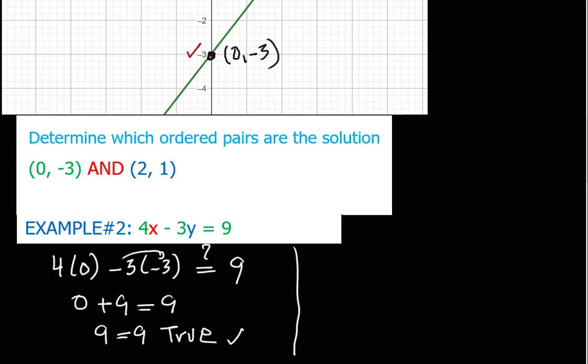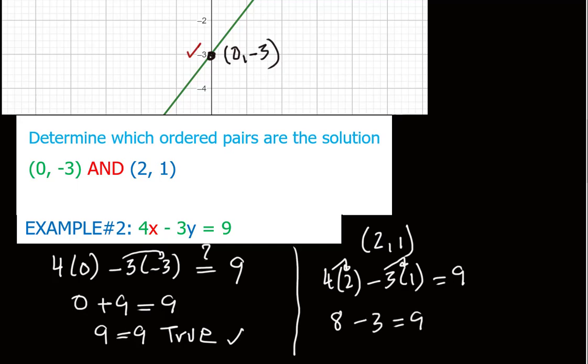So now let's check the one that is not on the line, which is (2, 1). So we're checking when x is 2, y is 1. We're still using the same equation. Then 4 times 2 minus 3 times 1 equals 9? So 4 times 2 is 8. -3 times 1 is -3. So 8 minus 3 is 5. Then 5 is not equal to 9, so this is false.